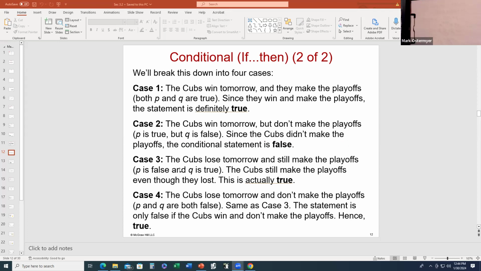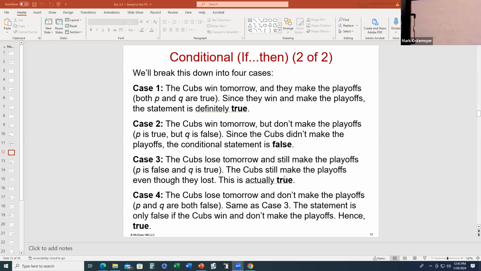Case three, the Cubs lose tomorrow and still make the playoffs. Now, if you're a Cub fan or a Cub player or manager, is that good or bad? It's good you make the playoffs, but it's bad you lose. Well, we would like to have won, but the silver lining of that loss is we still make the playoffs. So this is a true situation. So if P is false and yet Q is true, then the conditional statement, if P, then Q, is true.